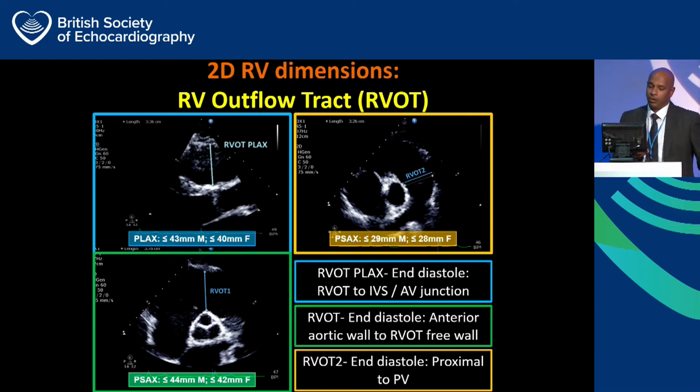It's really important that in the short axis views in particular, we try not to acquire an oblique image. If we're acquiring anything that's slightly oblique, we can really overestimate or underestimate RVOT1. And RVOT2 is much more reproducible than RVOT1.